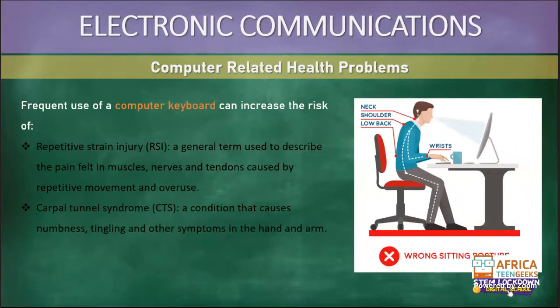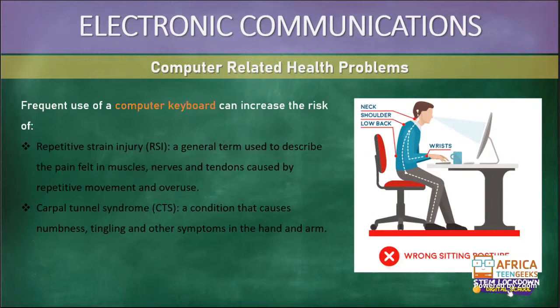Right, then the correct posture of using computers. We are going to look at this, which is the wrong posture. Obviously, we looked at the correct posture, and then we are looking at what it causes on the wrist, on the neck, shoulder, and then lower back. So you have what we call RSI. This is a theory question again: repetitive strain injury, because you are repeating tasks. It is a general term used to describe the pain felt in muscles, nerves, and tendons caused by repetitive movement and overuse.